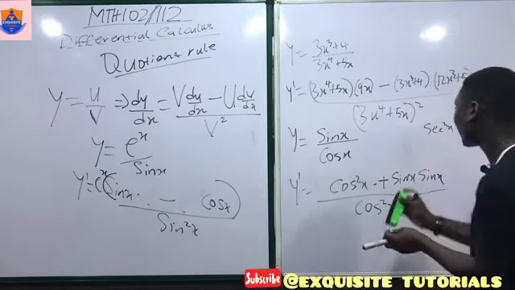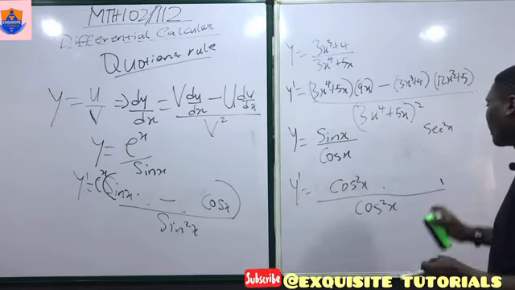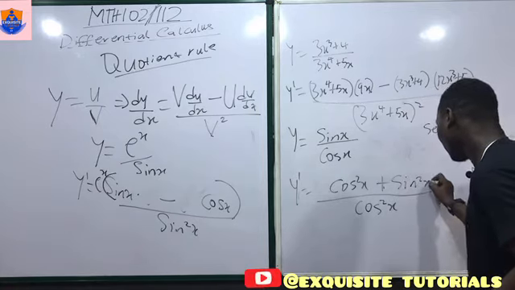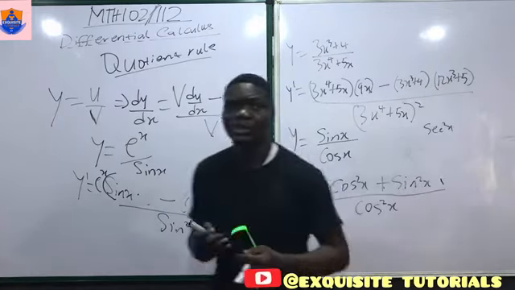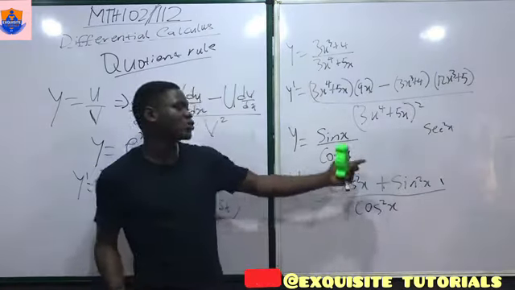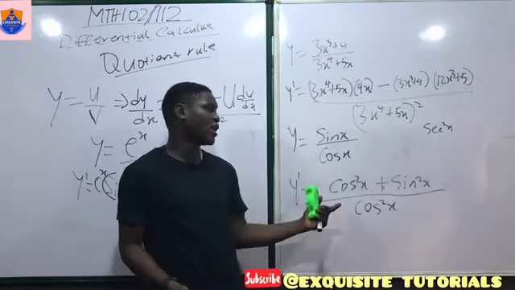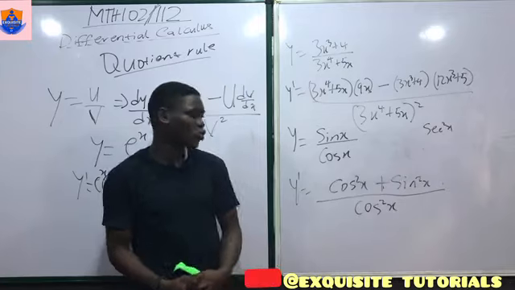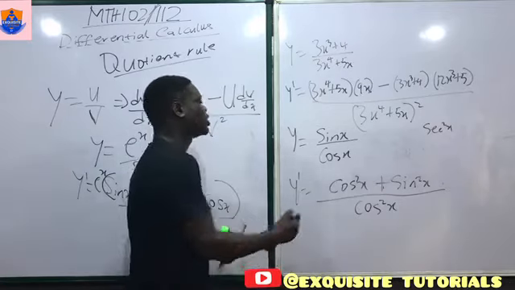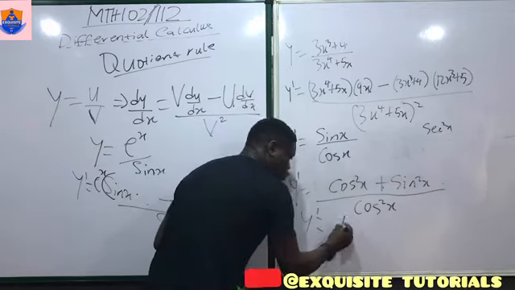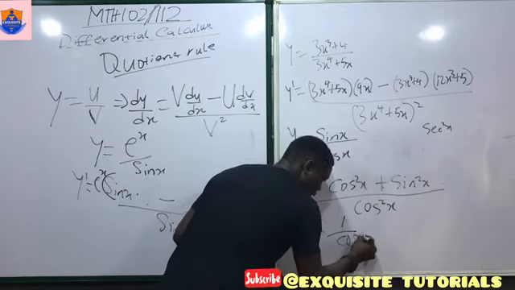And instead of writing this as sin x times sin x, I can write it as sin squared x. Now remember from trigonometry that cos squared x plus sin squared x is always 1. So I will change everything at the numerator and change it to 1. y prime is 1 over cos squared x.